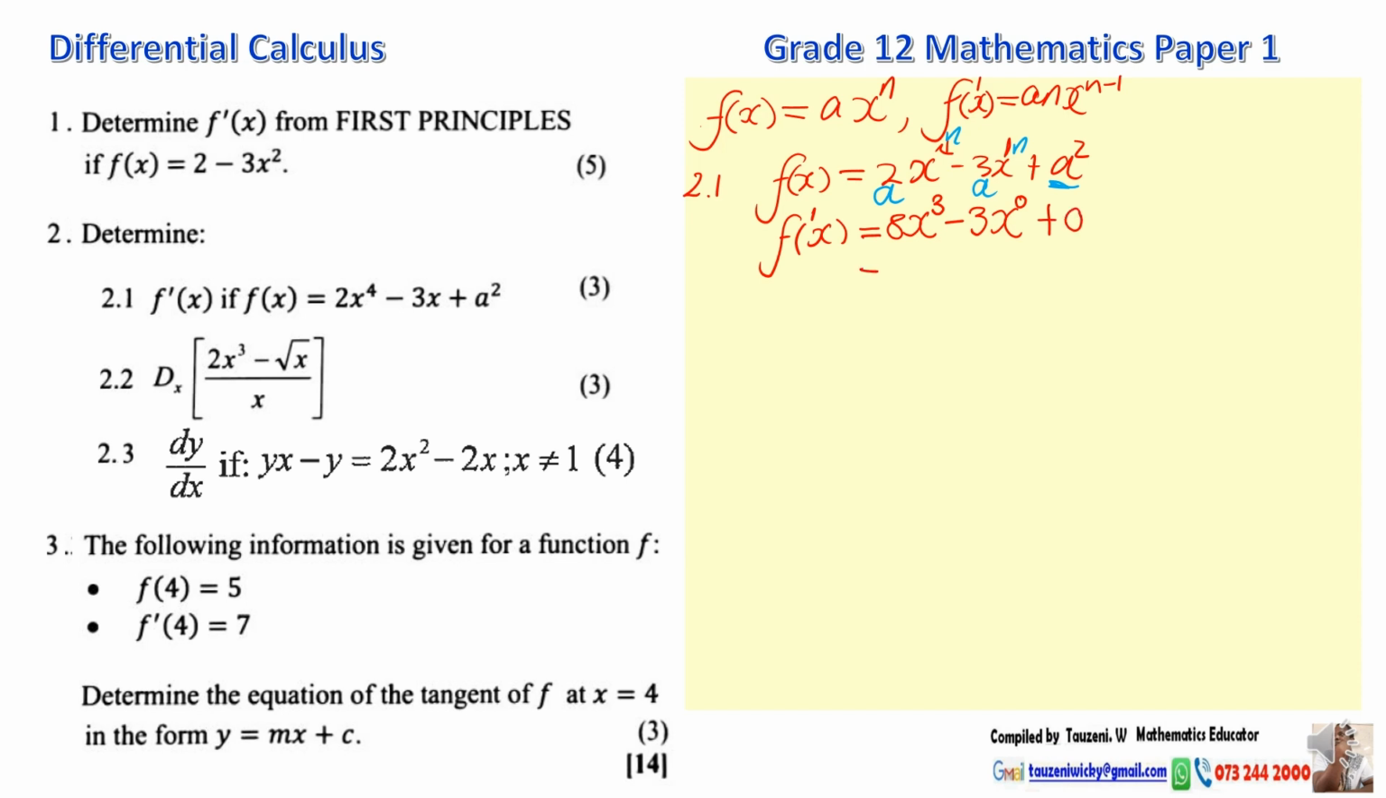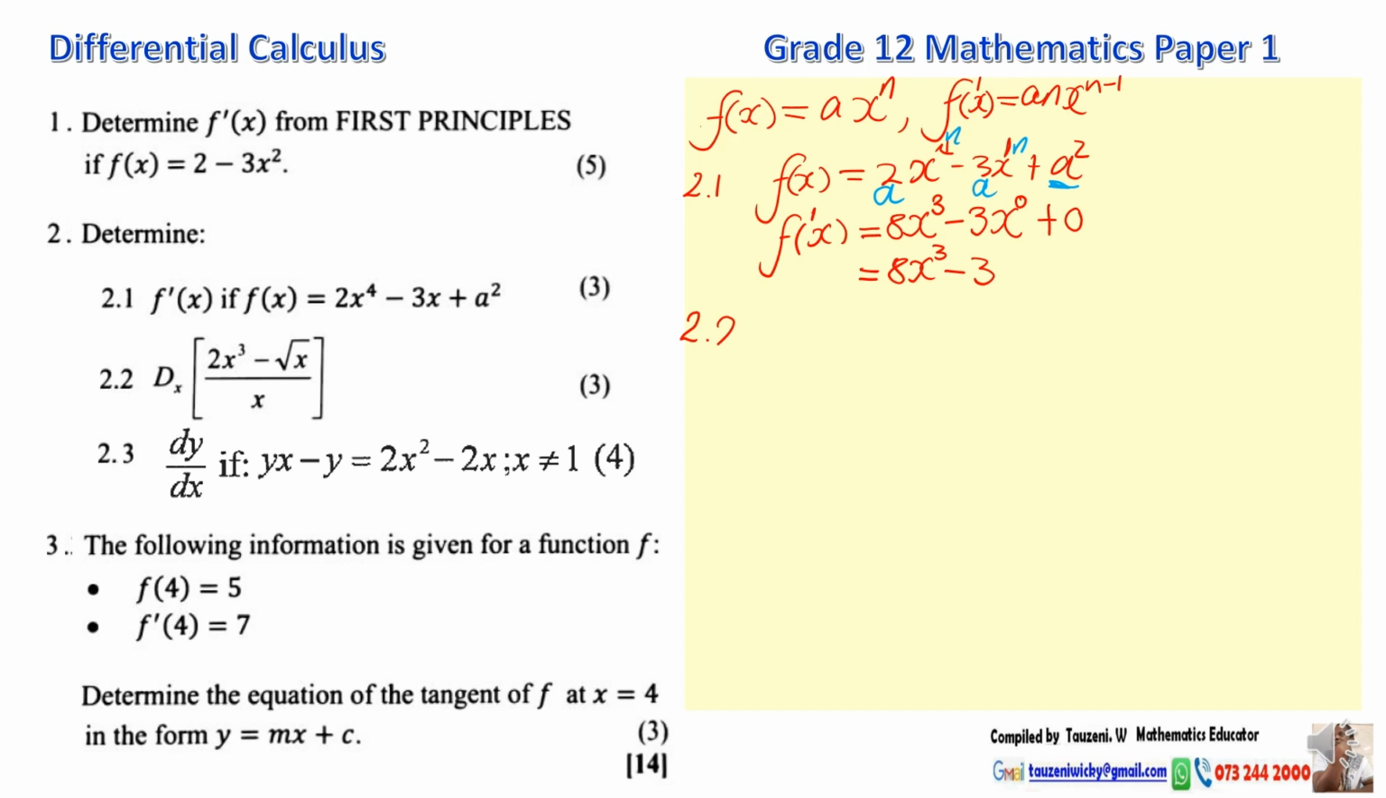This is our answer. Notice in the second term that we have an exponent 0. So any number with exponent 0 is equal to 1. Therefore, the answer is 8x cubed minus 3. The x to the power 0, there is no need to write it. So the answer is done. That is 2.1.